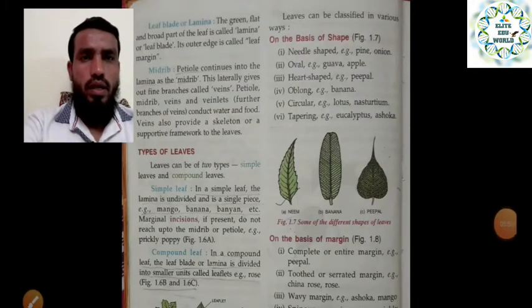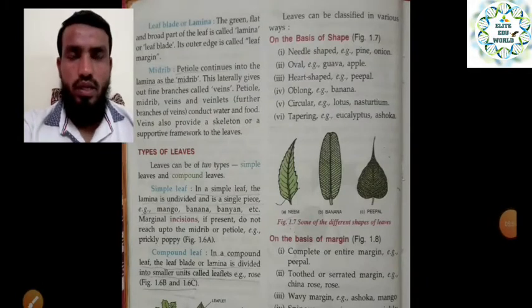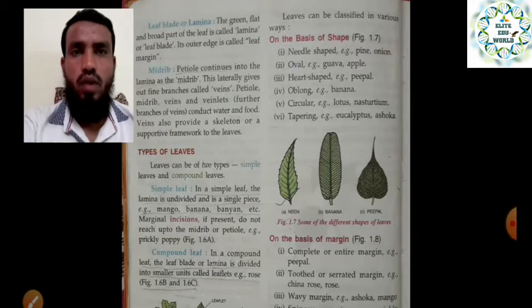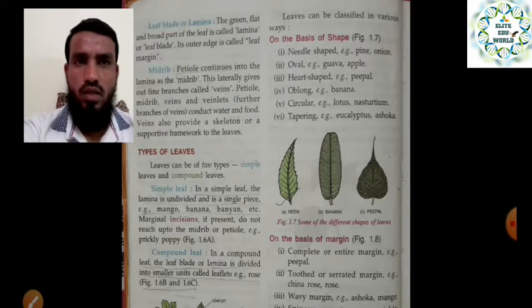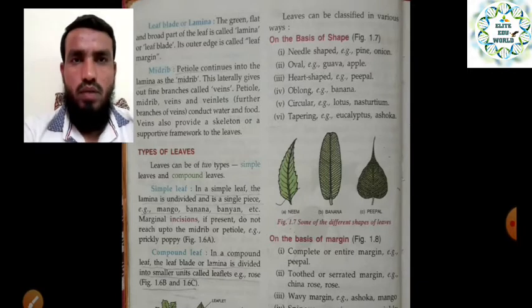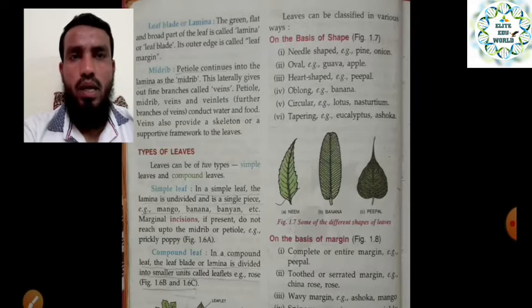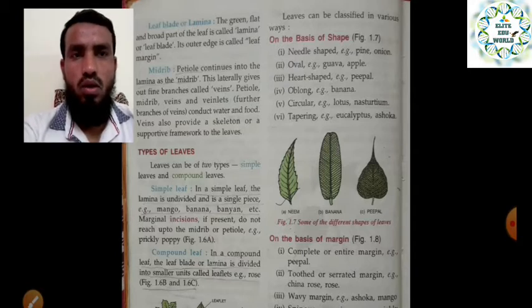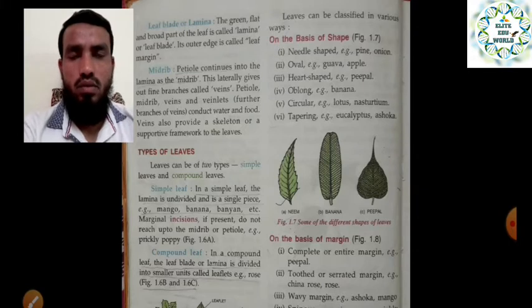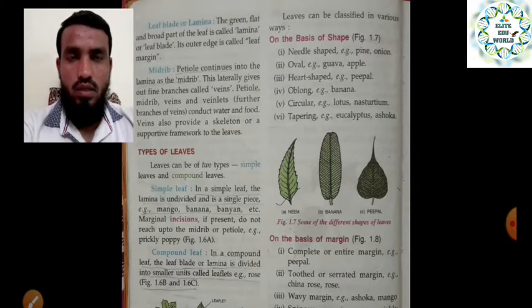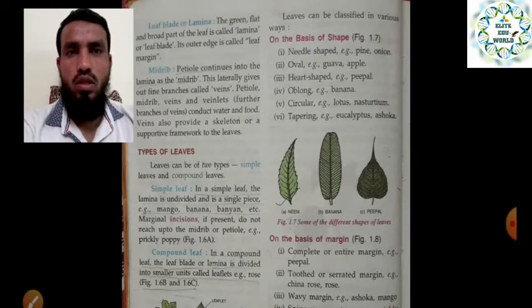So this is the next point we have to see in our leaf, that is the leaf blade. Now we are going to divide our leaf into different parts. So we will look at the diagram of our leaves. Now what is the leaf blade or lamina? The green, flat, broad part of the leaf is called the lamina. That is all the green broad part, and its outer edge is called the leaf margin. Whatever the borders of the leaf are, that is called the leaf margin.